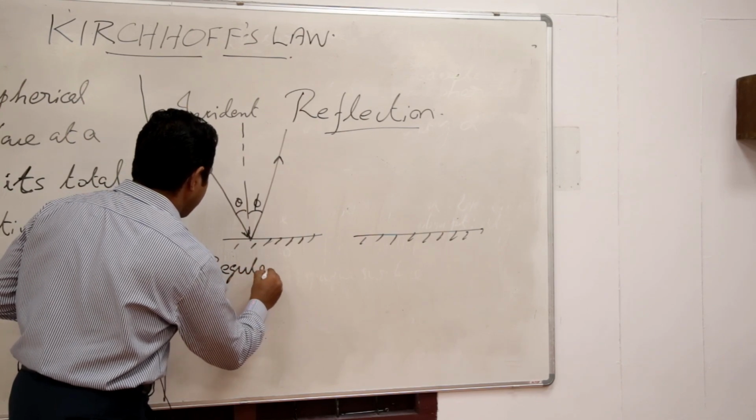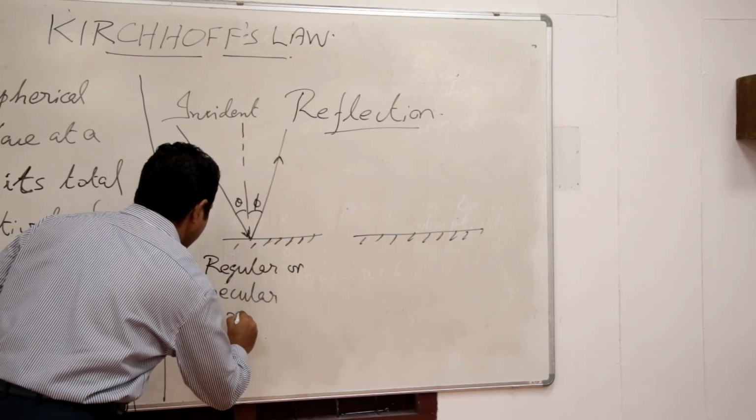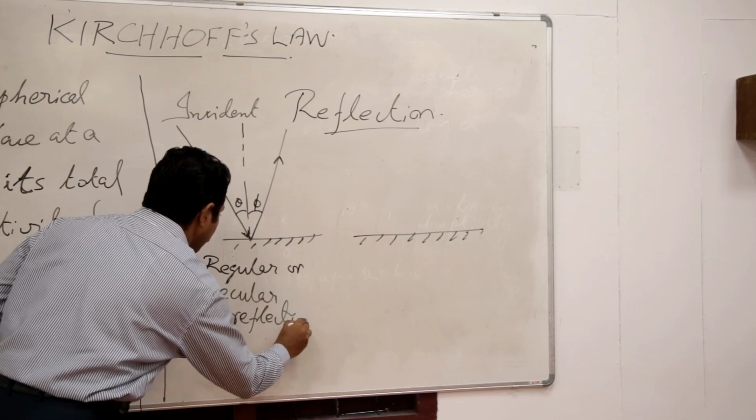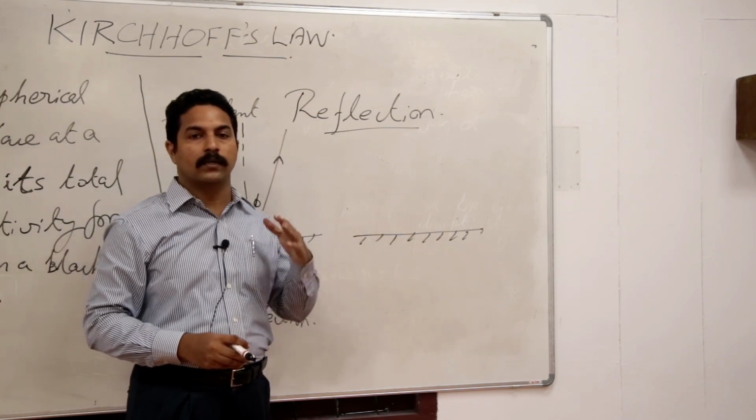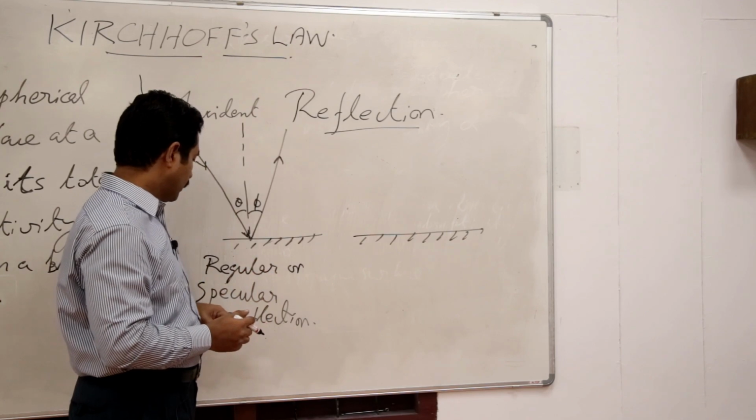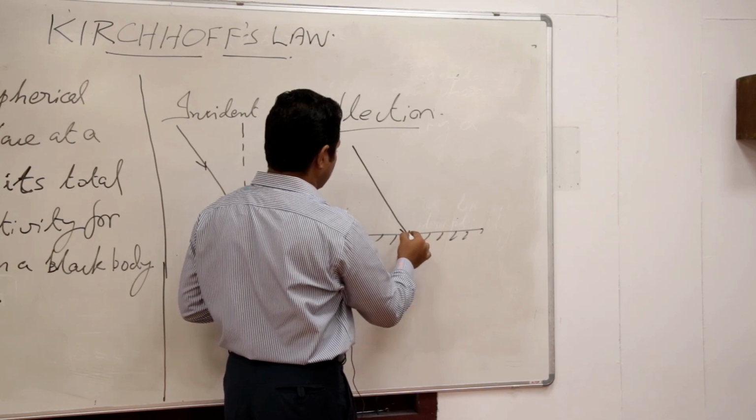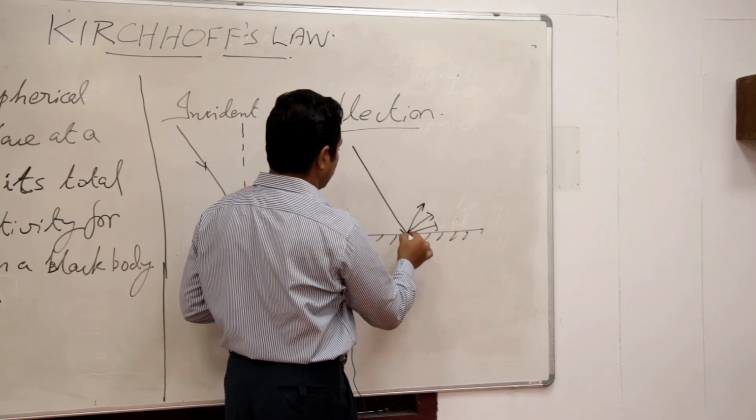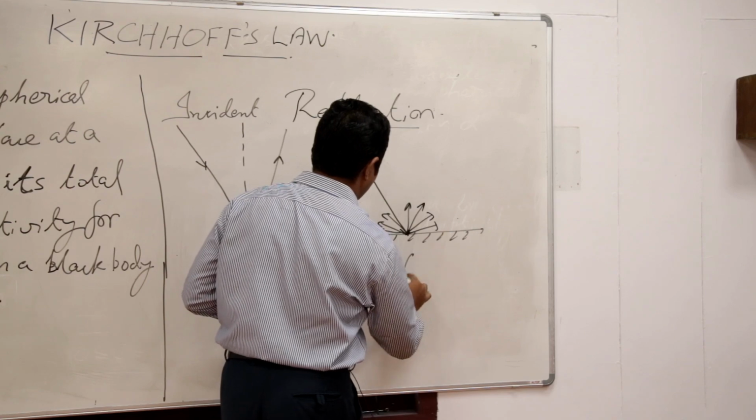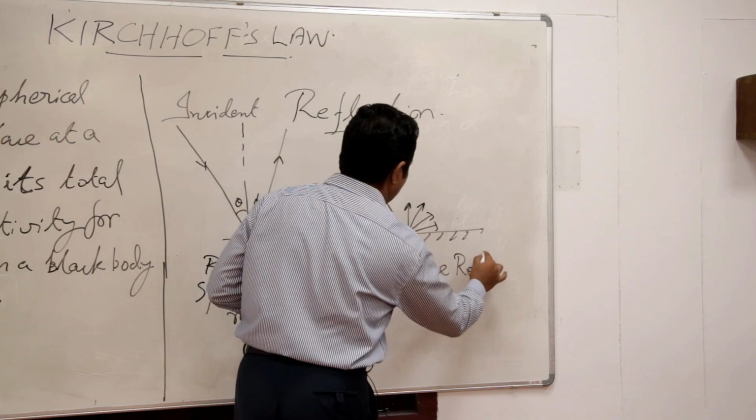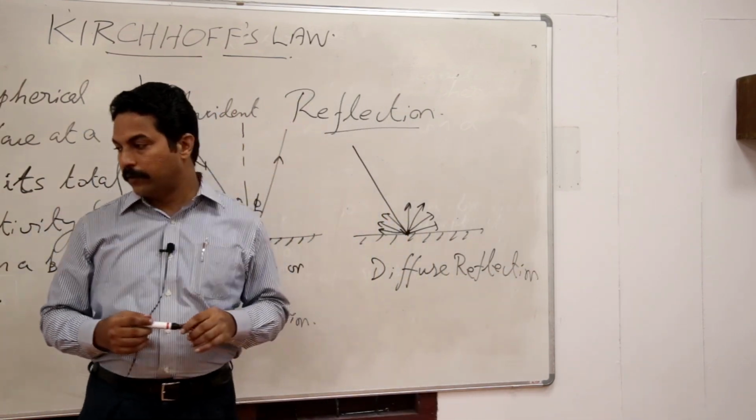regular or specular reflection. This is known as regular or specular reflection. The angle of incidence and angle of reflection are the same. Then this is the regular or specular reflection. Then this is the incoming ray, and if it is not reflected at a particular angle, it is reflected everywhere, then this is diffuse reflection. So this reflection is known as diffuse reflection.